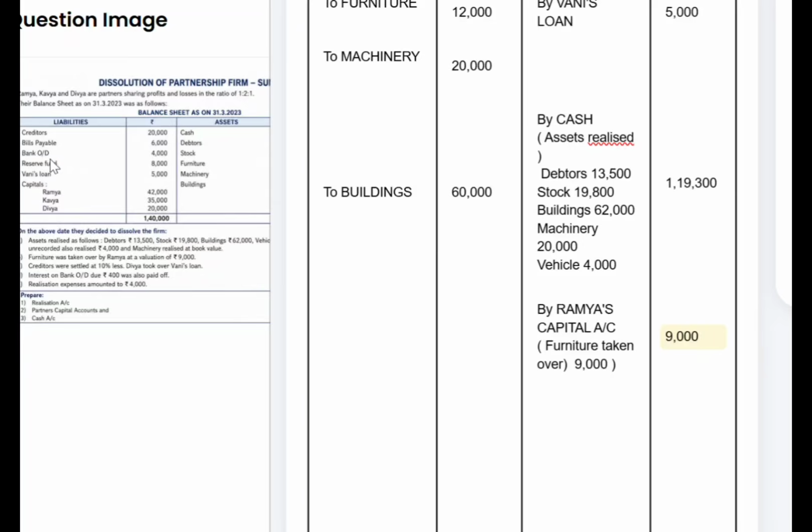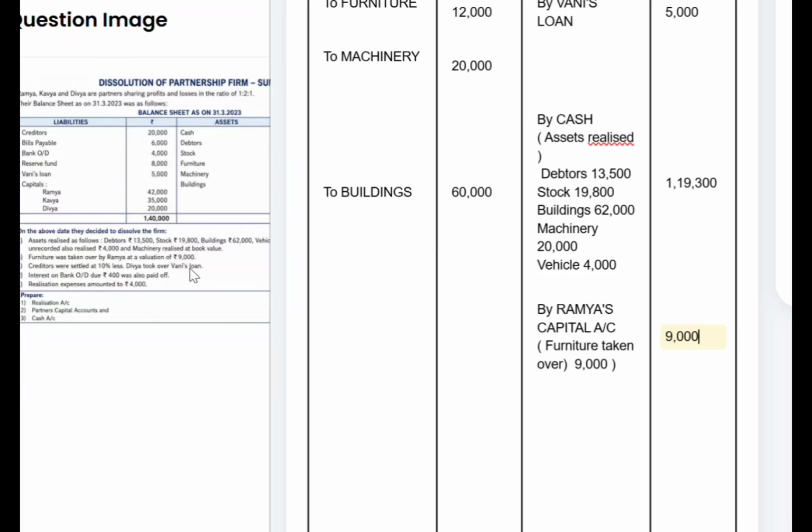Now the assets all are being realized or it has been taken over. Now moving on to the liabilities. Now these external liabilities have to be either paid off or it should be taken over by the partner. As per the adjustments, creditors are settled at 10% lesser and the other adjustments, bills payable and bank overdraft will be paid in full and the external liability Vani's loan is being taken over by Divya.